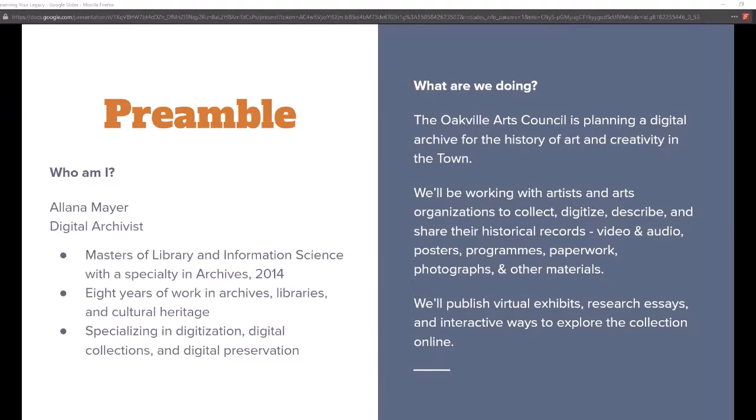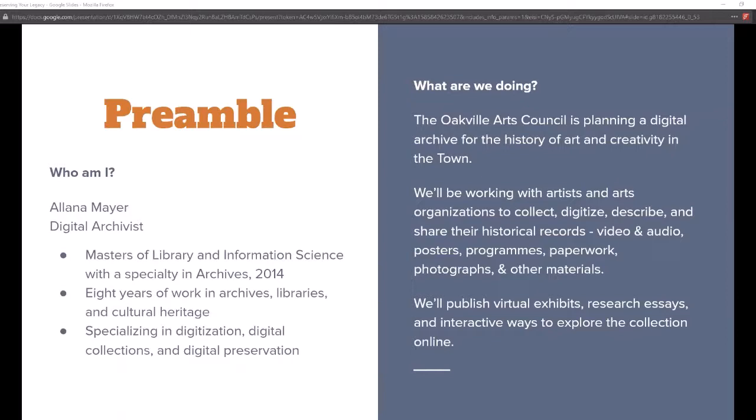The Oakville Arts Council hired me, as Bernadette said, on an Ontario Trillium Foundation seed grant to do planning for this digital archive we're planning on building. The digital archive itself is going to be grant funded, so of course we're flexible, but we are hoping that we can get to it next year and work on it for a few years, which would be really lovely.